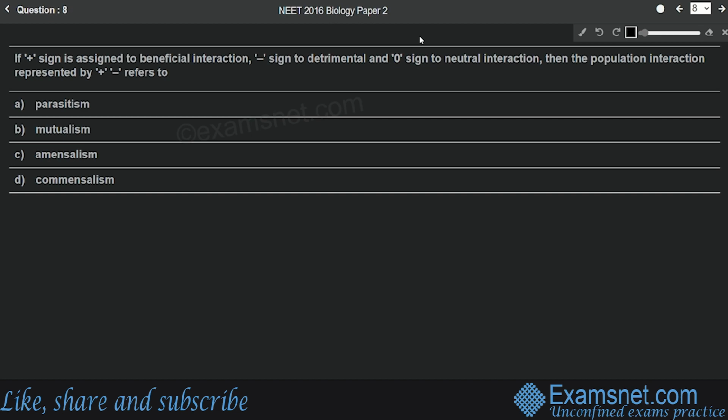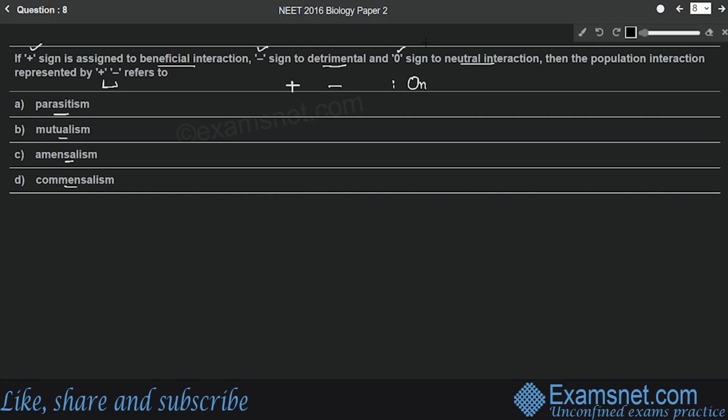Question number 8 is again from the chapter Organisms and Population, and the question is, if plus sign is assigned to beneficial interaction, minus sign to detrimental, and zero sign to neutral interaction, then the population interaction represented by plus minus refers to. Options are parasitism, mutualism, amensalism, and commensalism. So we know that plus sign means the organism is benefited and minus sign means the organism is harmed. So plus minus means one organism is benefited and the other is harmed.